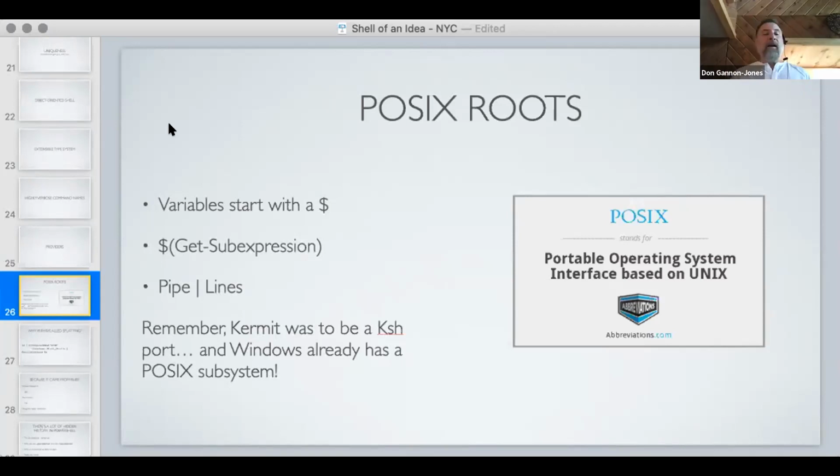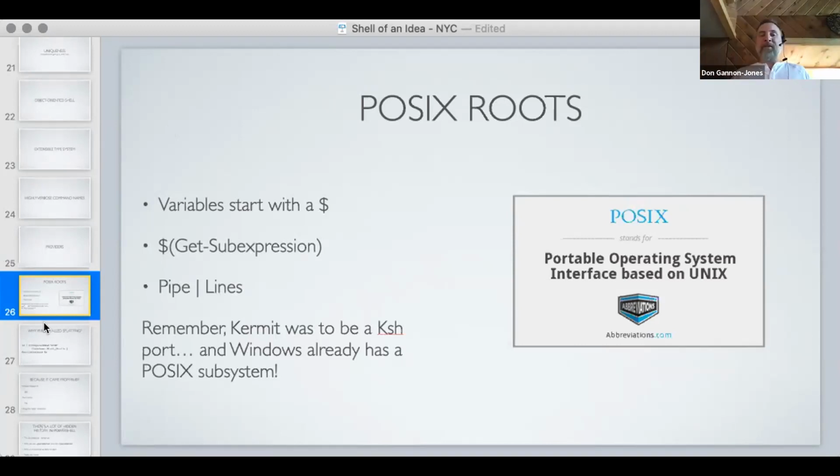Kermit, remember, was supposed to be a Korn shell port. Windows already has a POSIX subsystem. So in theory, all they were trying to do was just make Korn shell run in POSIX, and Intel would have been happy. So a lot of these design decisions kind of came from those POSIX roots, and that's why they're there.